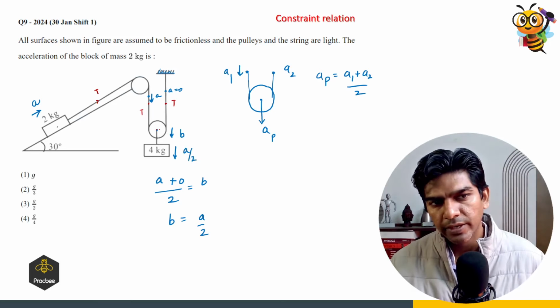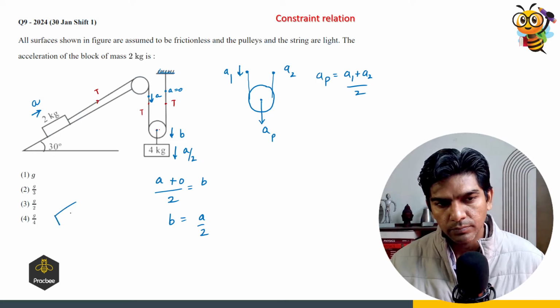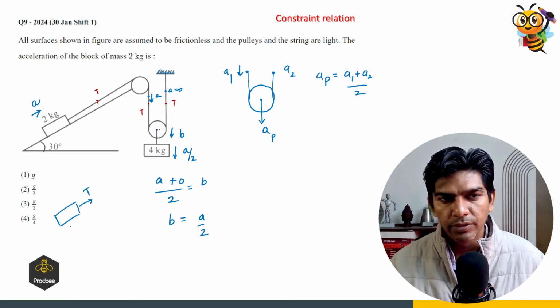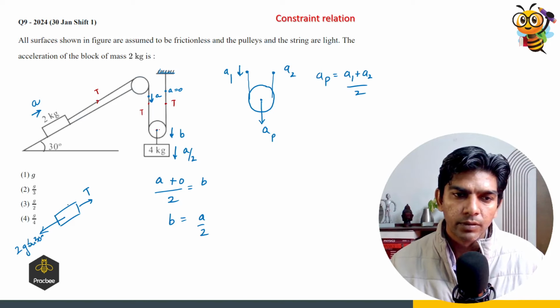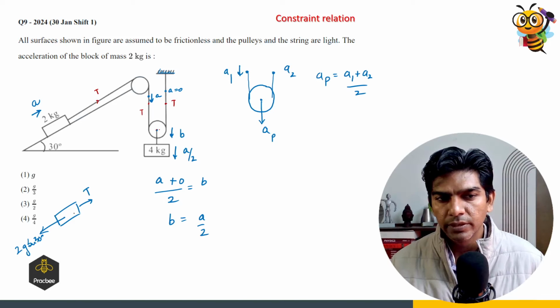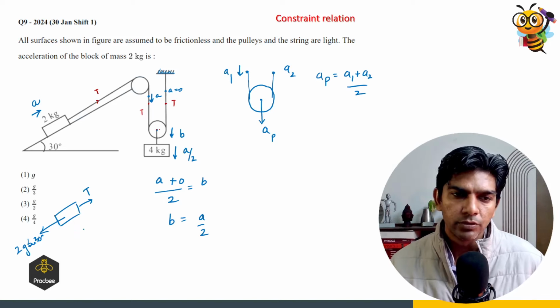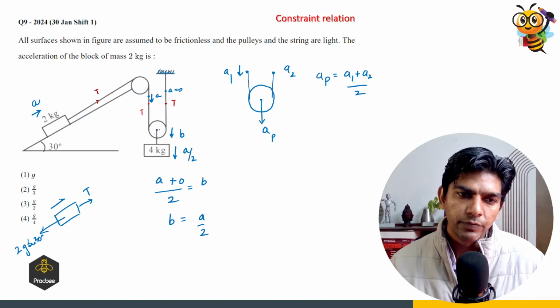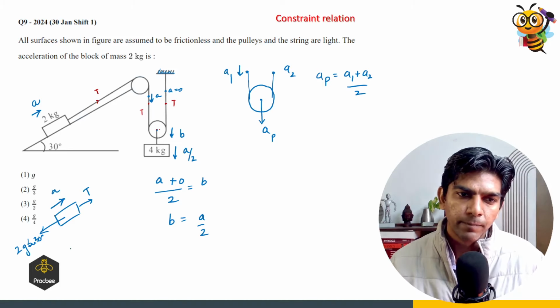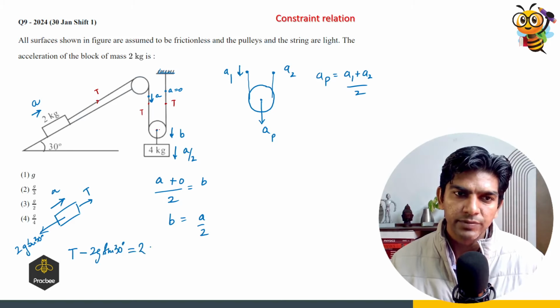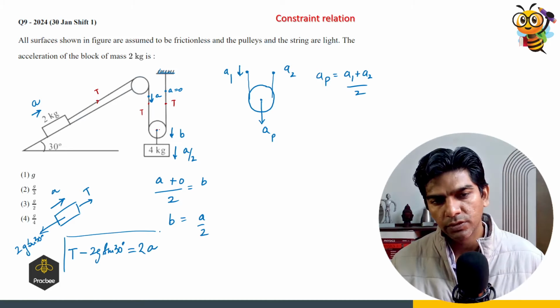So if I draw the free body diagram of 2 kg, there will be a tension T up the incline, there is a weight component down the incline which will be 2g sine 30, and a normal reaction, and the weight component normal to the inclined plane will be there, but we are concerned only with the forces along the incline. So it comes out to be T minus 2g sine 30 degrees is equal to mass times the acceleration. So this is the first equation.